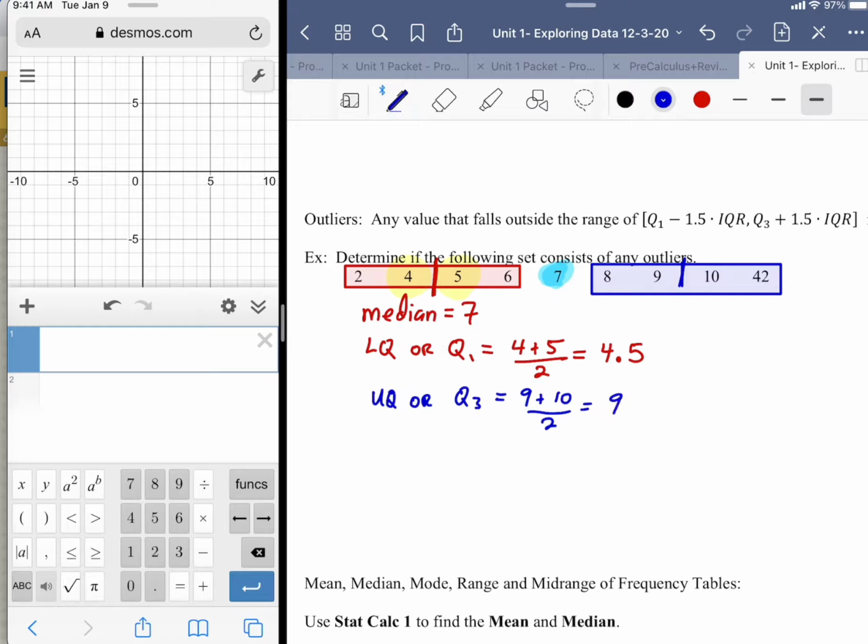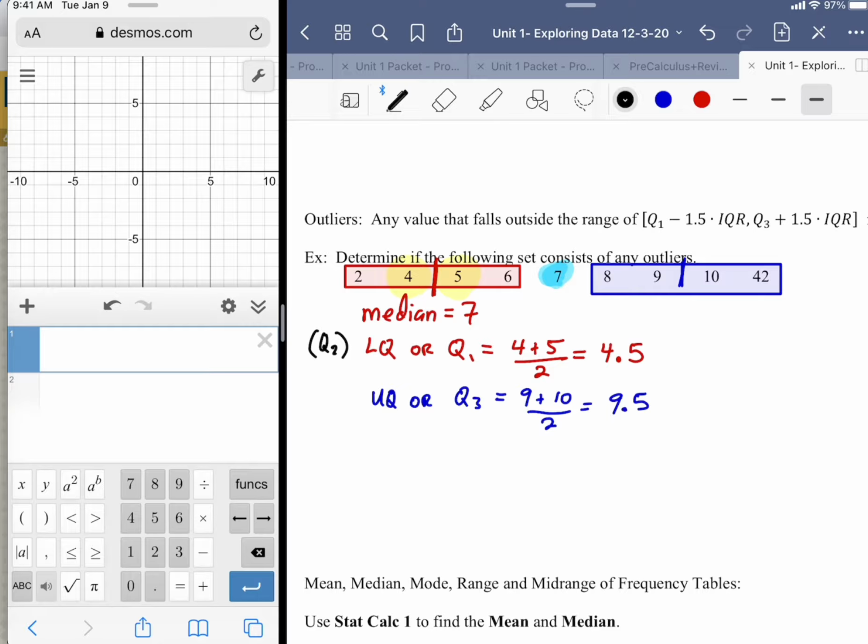You might say, what happened to Q2? Well, that's actually the median. The median is also Q2, the second quartile. Because if you're counting in quarters, a quarter of the way, 2 quarters, 3 quarters, and then all the way. So 1 quarter, 2 quarters, 3 quarters: lower quartile, median, upper quartile.